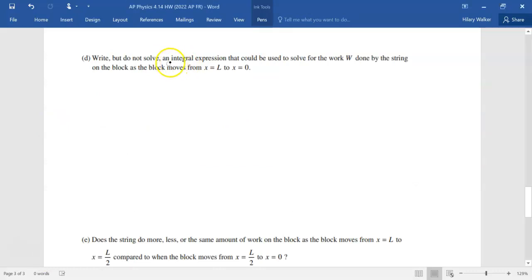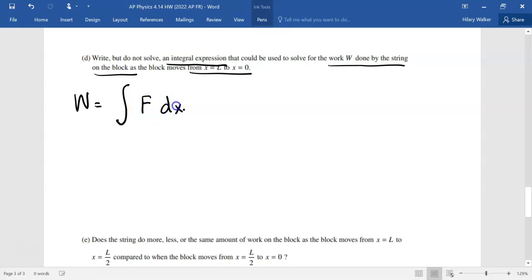Now we need an integral expression for the work done by the string on the block as it moves from x equals L to x equals 0. Work is going to be the integral of the force with respect to distance. The force we're talking about is the string force, but it's moving in the x direction, so we need to just deal with FTX, because for work, we need the force and distance to be on the same axis, so both x or both y, whatever the axis is. We're going to integrate from x equals L to x equals 0.